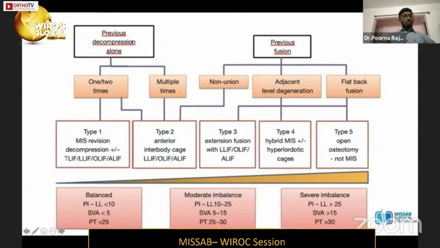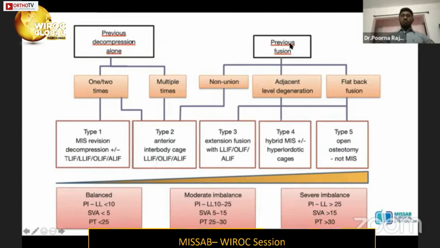And again, if decompression has been attempted multiple times, these patients tend to have mild to moderate sagittal imbalance. They fall in this category. So the primary aim is to achieve sagittal balance in addition to neurological decompression. In these patients, they advise an anterior procedure with interbody cages like L-LIF, O-LIF, or A-LIF.